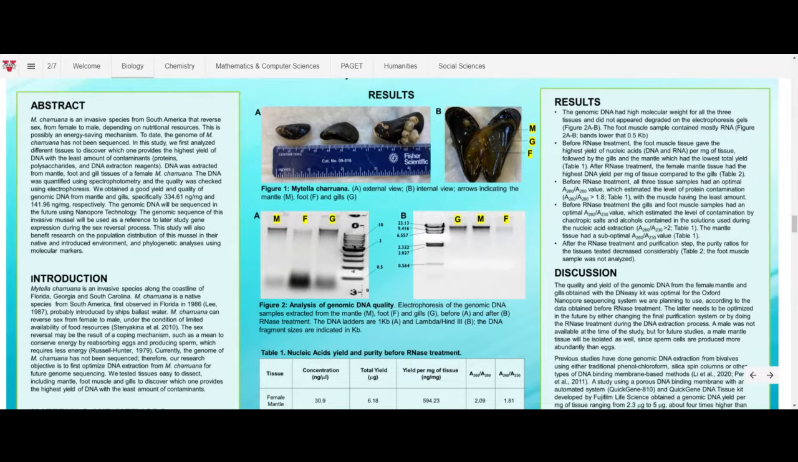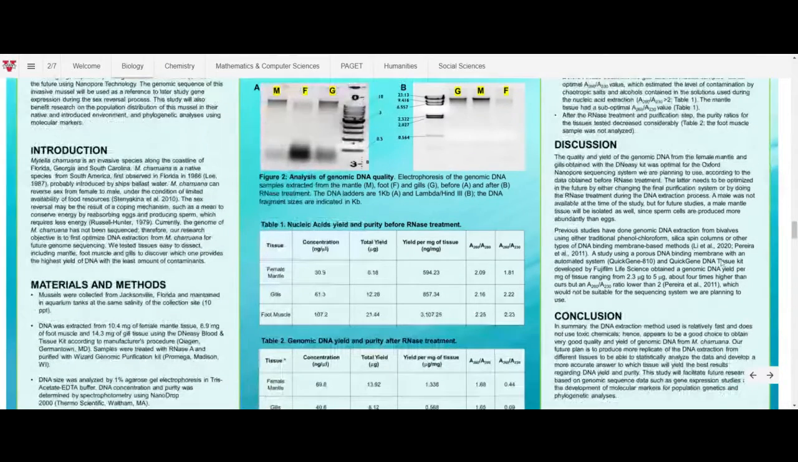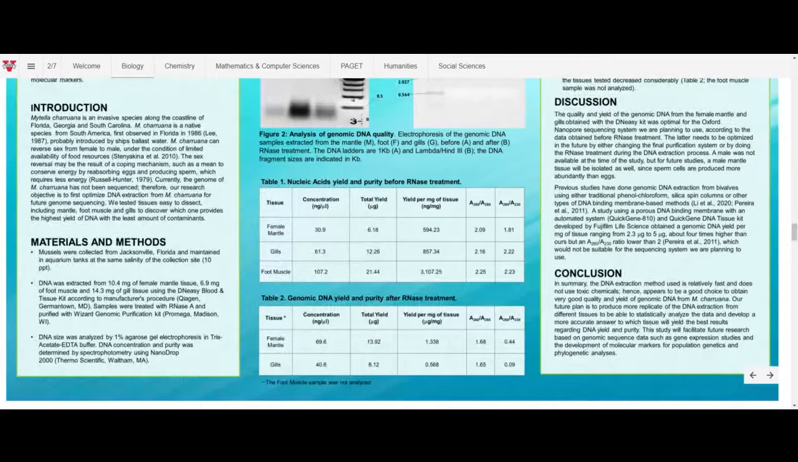We found that before the RNase treatment, the foot tissue had the highest yield, but after the RNase treatment, the mantle ended up being the one with the highest yield. For further research, we want to include males because they have more gametes, and so it would be a better indicator of which tissue is best to extract DNA from.